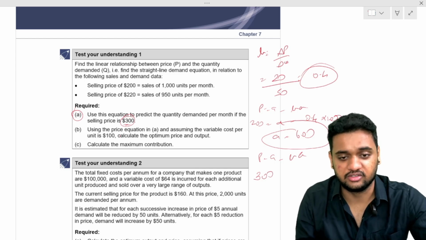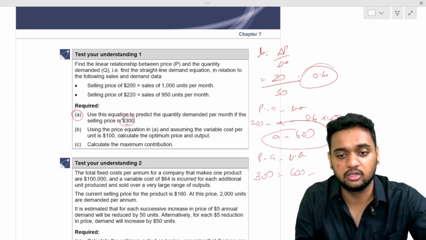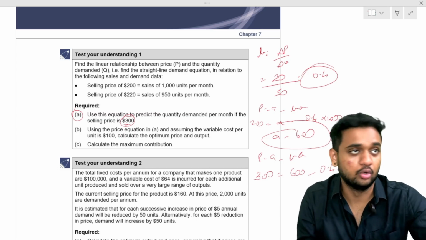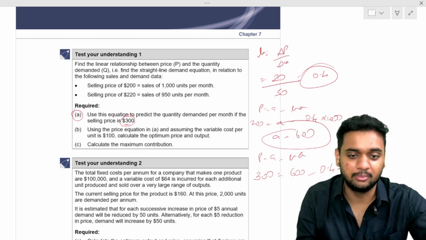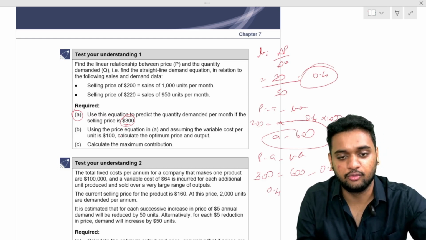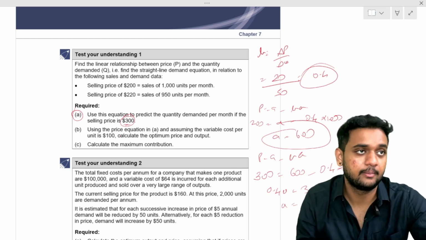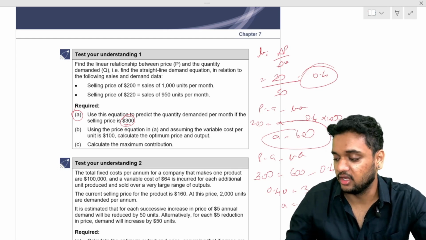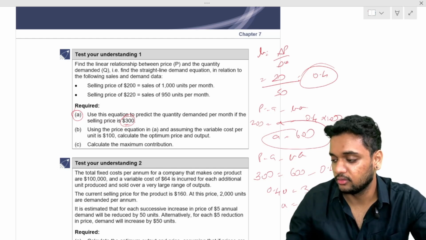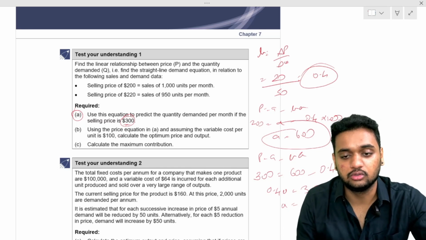300 in the question is equal to A, which is what? 600 minus B, which is what? 0.4 into Q. Q is what we have to find out. So bring this inside, bring that outside. 0.4 Q is equal to 300. Q is equal to 300 divided by 0.4. What are you getting? 300 divided by 0.4. What do you get? Q is equal to 750.